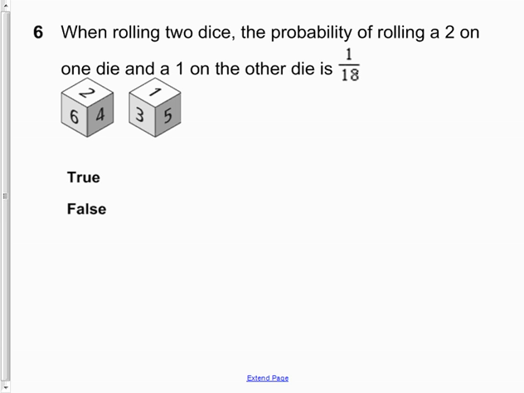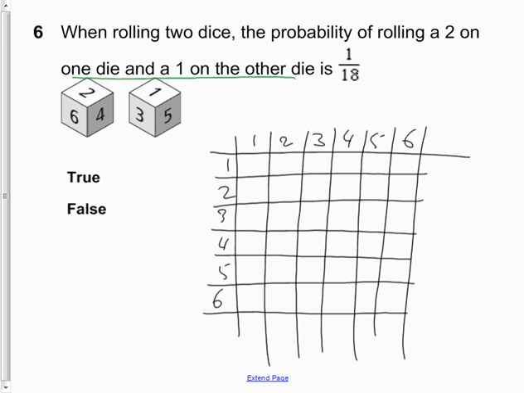Question 6, when rolling 2 dice, the probability of rolling a 2 on one die and a 1 on the other die is 1 out of 18. This is kind of a tricky one because it doesn't say in that order. It just says 2 on one die and 1 on the other. So using this grid again, we can see that there are 36 possibles. So if I put a check mark in a 2 on one die, so here's a 2 on one die and a 1 on the other.